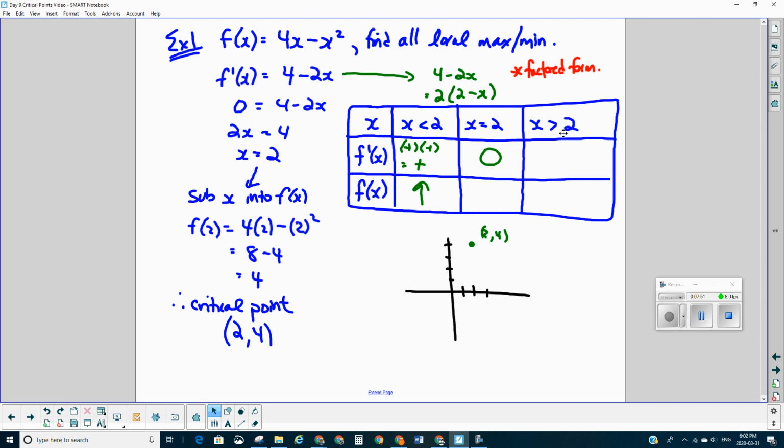So x is greater than 2. What would happen if we put a number bigger than 2 into the derivative? We'll pick a number like 3. Again, the 2 is going to stay positive, but 2 minus 3 is going to result in a negative here. So this is going to be a positive times a negative, which is negative. That suggests that afterwards all the tangents are negative, which means the graph must be going down. And therefore, if the graph is going up, then going to 0, and then going down, that means you must have a local maximum.